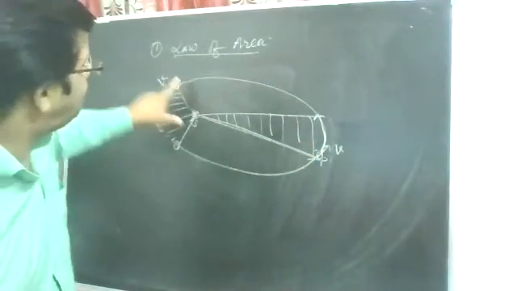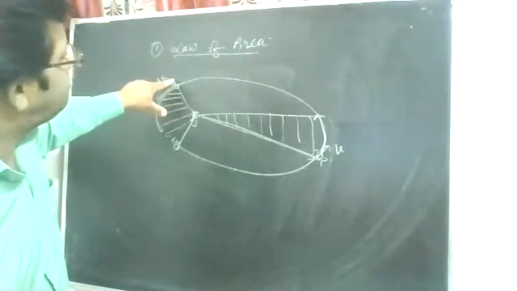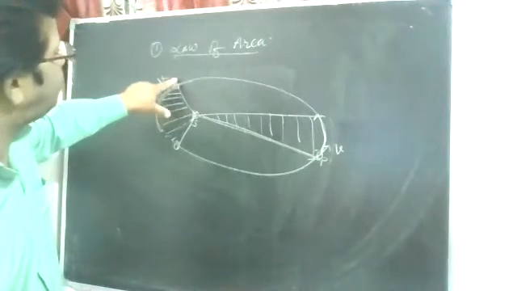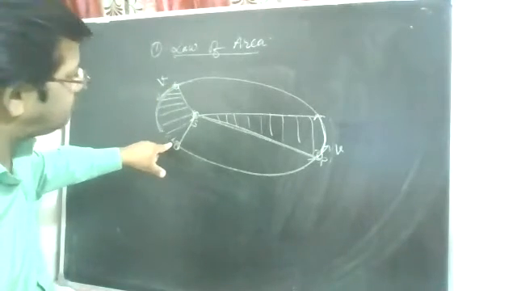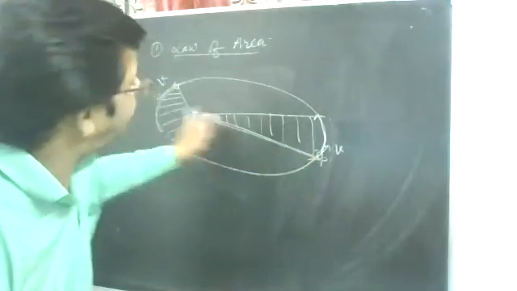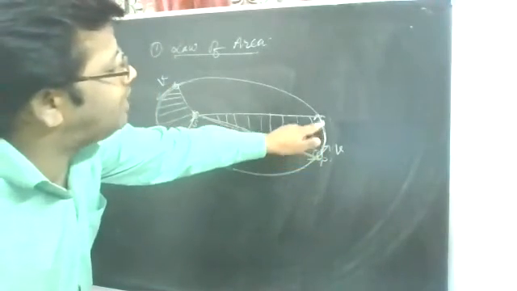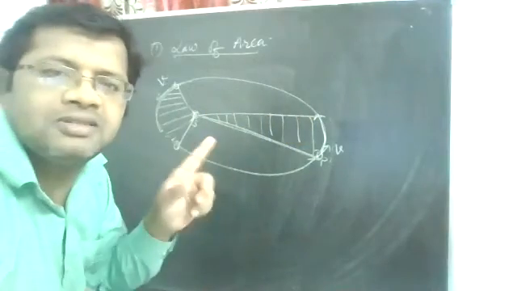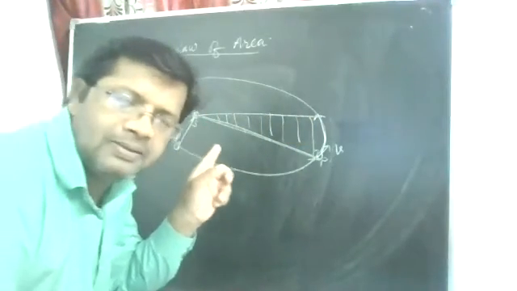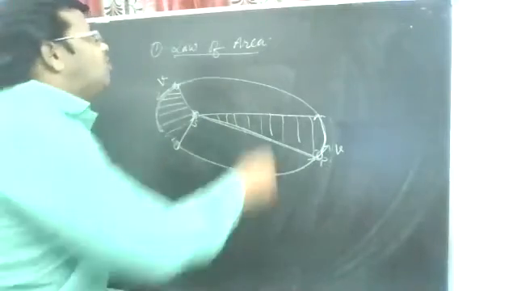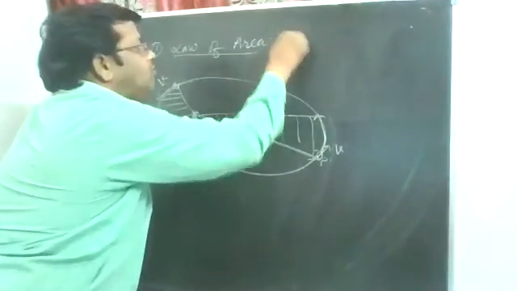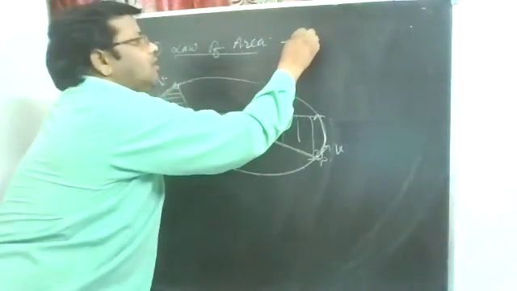So we can say that when the planet reaches nearer to the sun, the velocity of the planet increases and it travels a larger distance. But when the planet moves away from the sun, the velocity of the planet decreases. This is the second law of Kepler, which is known as the law of area. Write down what this law is.